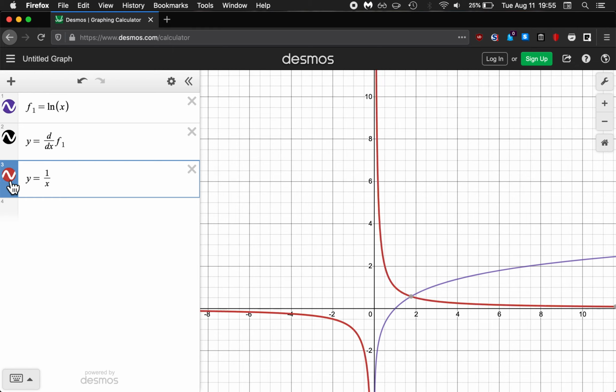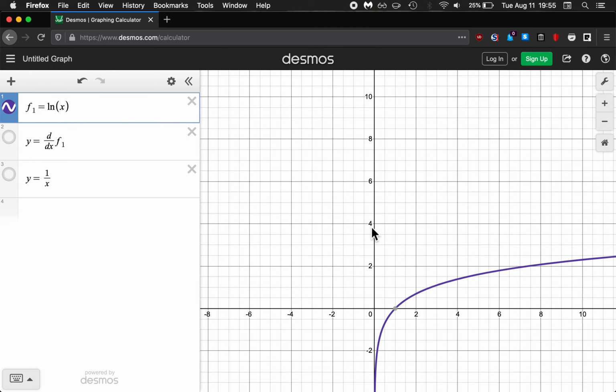If I turn this on and off, you can see that's exactly the same curve, but you might notice down here that my derivative was only defined for positive values of x, and my formula, 1 divided by x, doesn't care about that. I can divide by negative numbers just fine. So what gives? Let me look at this logarithm function again. The logarithm is only defined when its input is positive. I cannot take the logarithm of a negative number.